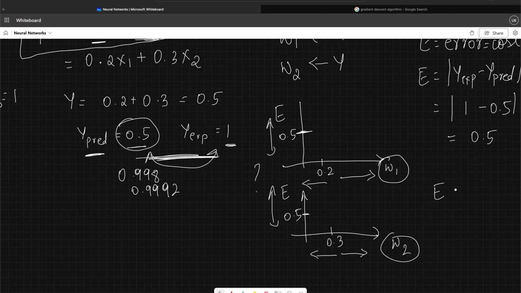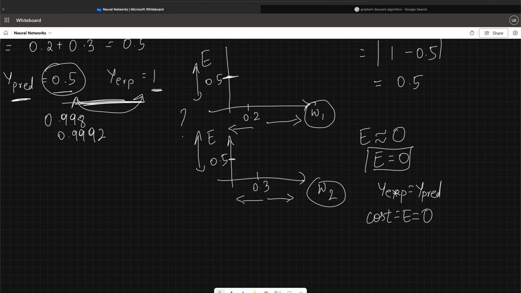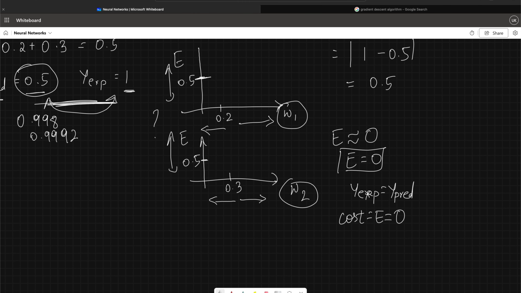Well, if you look at it, the expected value of E should be very close to 0. If not, in the ideal case, it has to be 0. What does E equal to 0 mean? The Y expected is the same as Y predicted, right? If both of these are the same, then the actual cost that occurred in this case, or the error that occurred, is 0. We want this as our ideal condition, but that's unfortunately not possible in the real world. So what we are trying to find is how W1 and W2 are related to E in this case. So we'll have to dive deep into some kind of partial differentiation here.